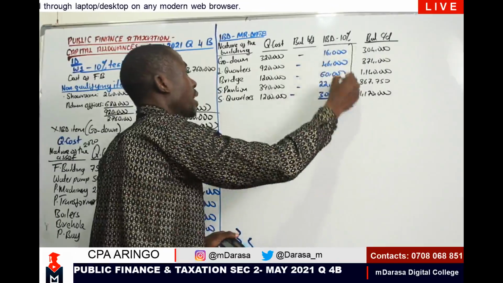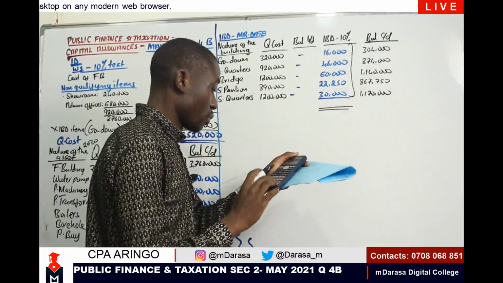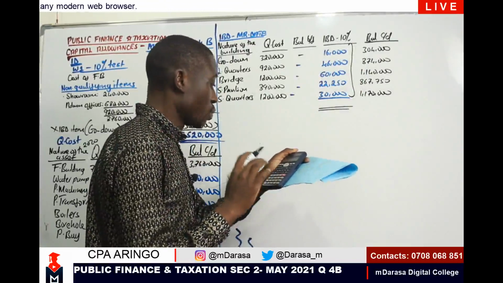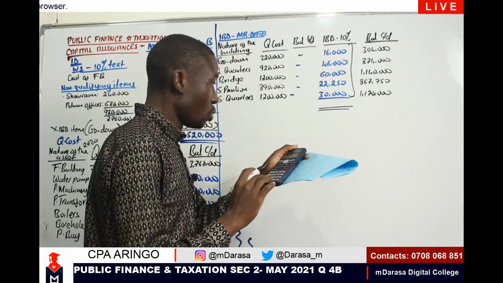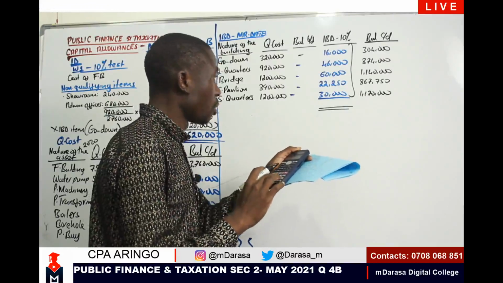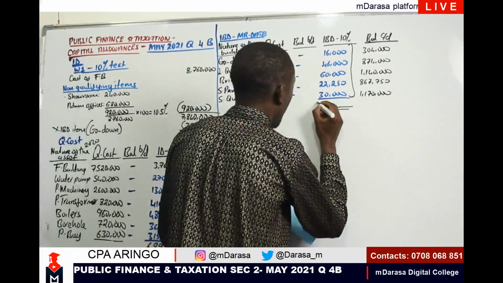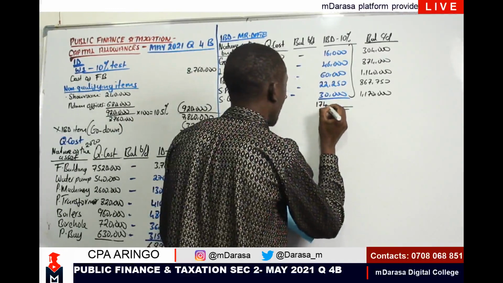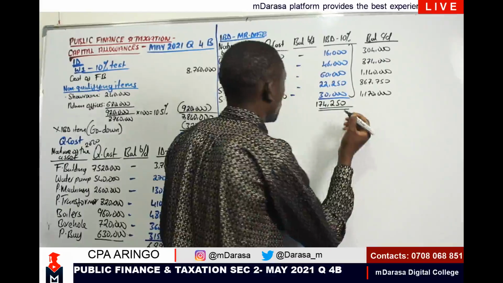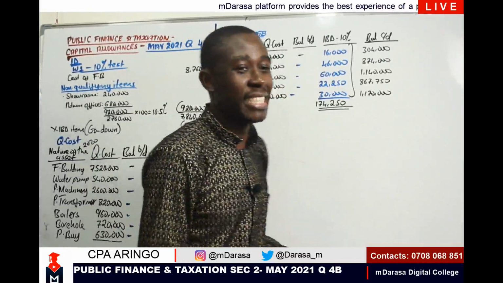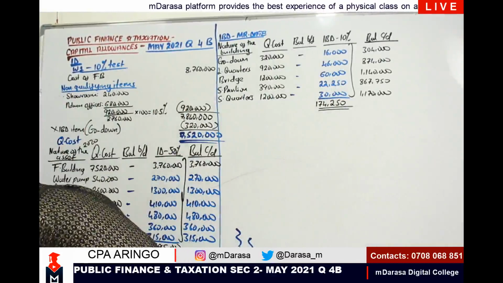What we need to conclude is the summation of all that. So we are talking of 16,000 plus 46, my good students, plus 60, plus 22,250, plus 30. That should give me 174,250. So that is our IBD, and you are done with our IBD just like that.